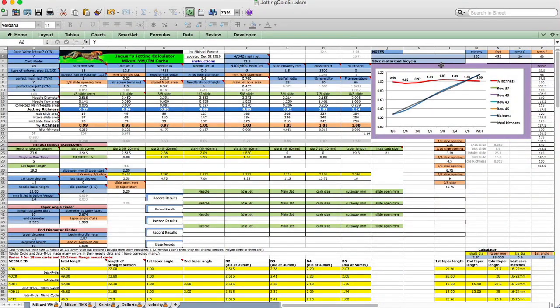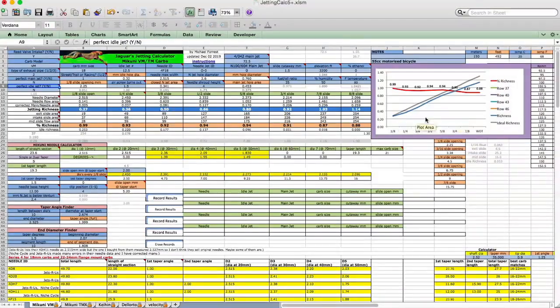What you have is a jetting graph here. The gray graph is the ideal graph, which the program tries to guess at. If you say that no, you don't know that the main jet that you have in it is perfect, it will guess at the richness you need at wide open throttle according to a certain main jet size. And then the idea is that you're going to change the values in here to get the blue graph to match up to the gray graph. The gray graph is a straight line if you're using the bike on the street or the trail, because you gradually open the throttle most of the time.